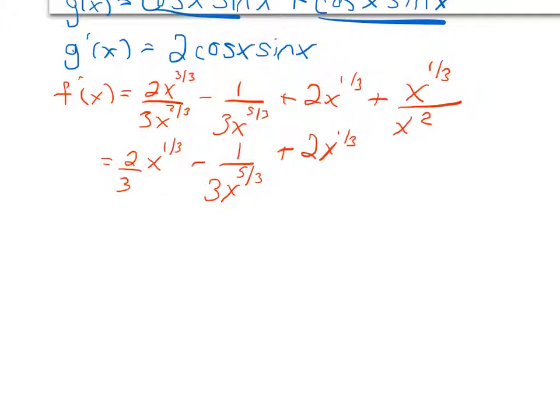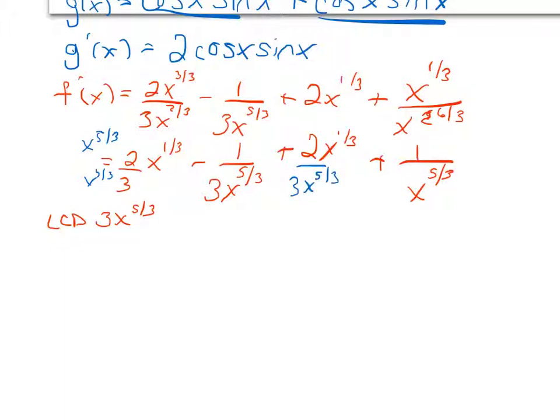On this one, remember 2 is the same thing as 6 over 3. So when I subtract, I'm going to be left with more x's on the bottom, and I'm going to get 1 over x to the 5/3. So looking at all my denominators, I realize that my least common denominator is going to be 3x to the 5/3. So I'm going to multiply this function here by x to the 5/3, top and bottom. The second term already has that common denominator. The next term, I'm going to multiply top and bottom by 3x to the 5/3. And my last term, I'm going to multiply top and bottom by 3.